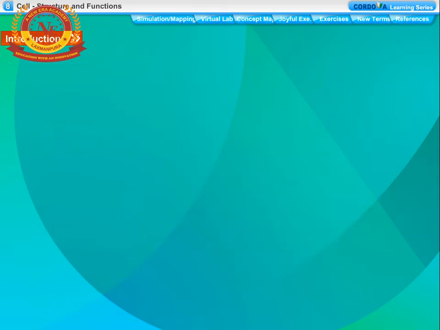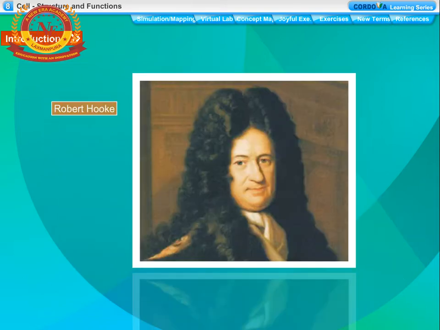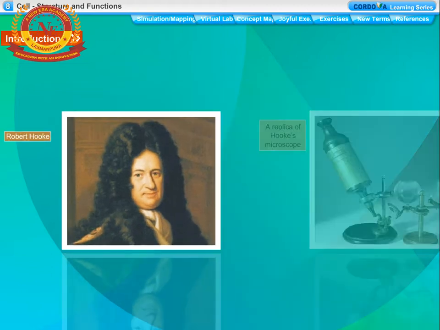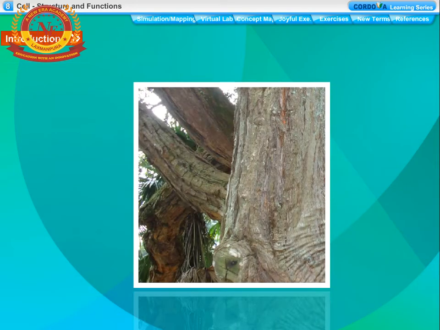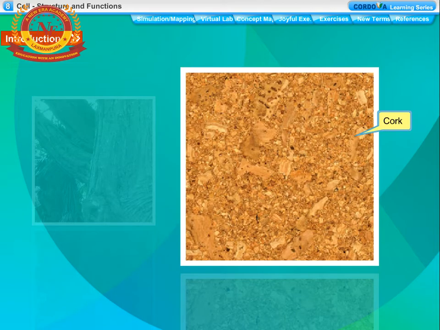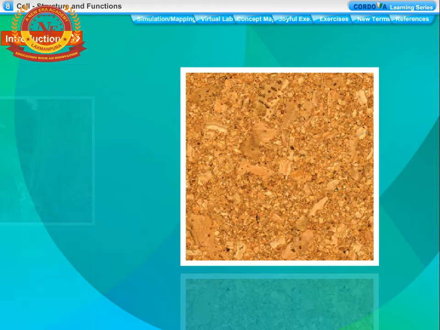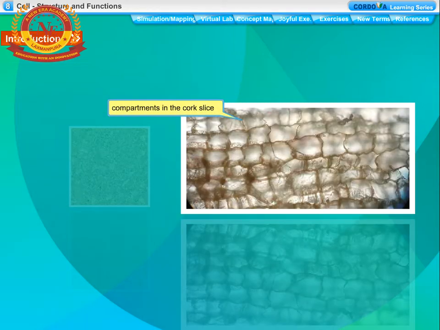Discovery and history of the cell. An English scientist, Robert Hooke, observed slices of cork under his self-designed crude microscope. Cork is a part of the bark of a tree. He took thin slices of cork and observed them under the crude microscope. He noticed a large number of compartments in the cork slice, resembling the structure of a honeycomb. Robert Hooke coined the term cell for each box, which in Latin means little room.